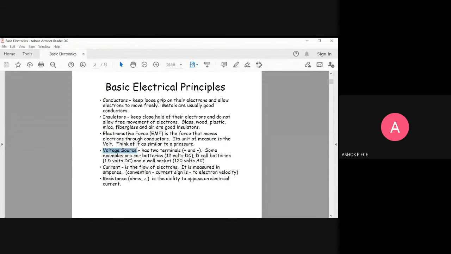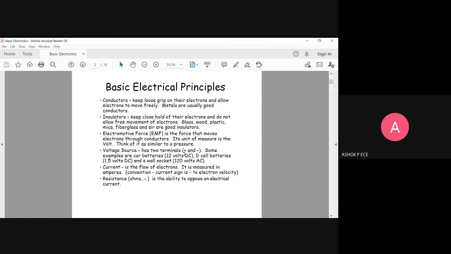Okay, so next one is a voltage source. The voltage source is going to have two terminals, positive and negative. Any voltage source will have two terminals, positive and negative. You could have seen all our batteries in your car. Those are going to be your voltage sources. They are going to provide a fixed amount of voltage. And remember, all the voltage sources are going to be DC.